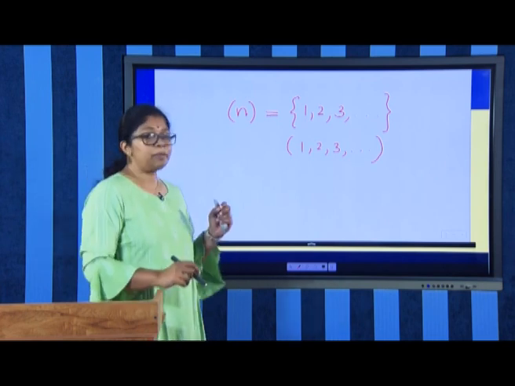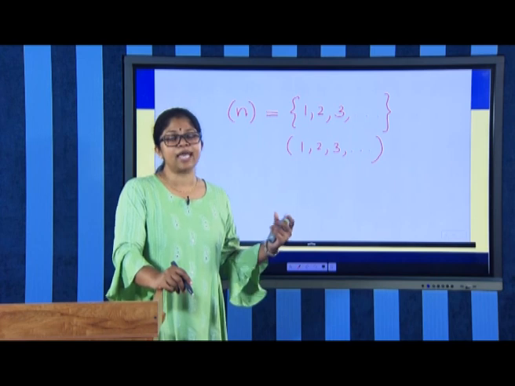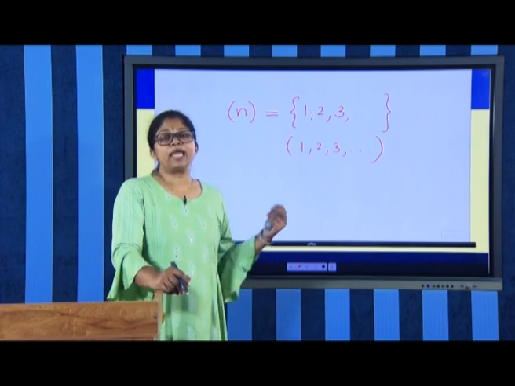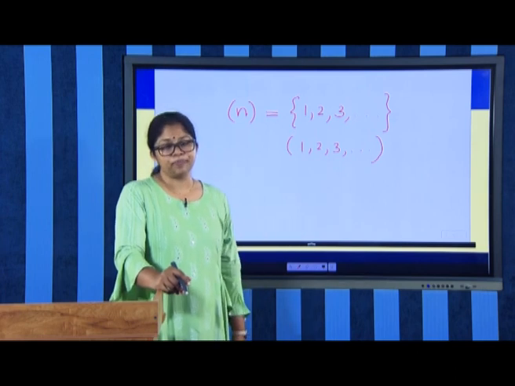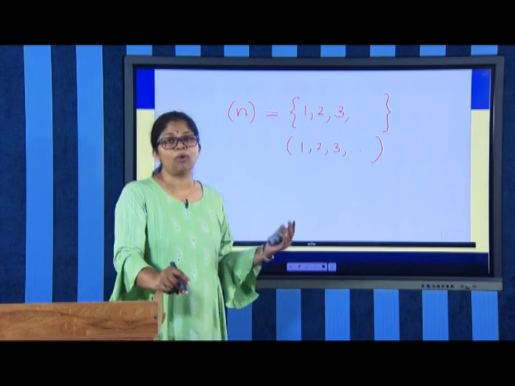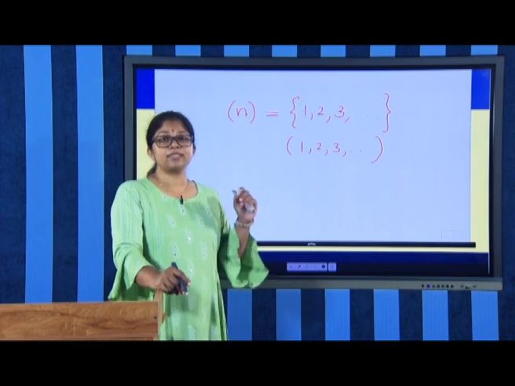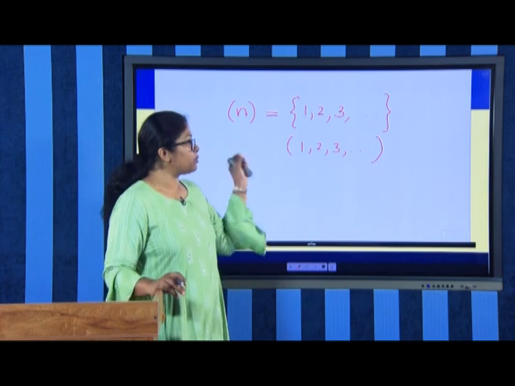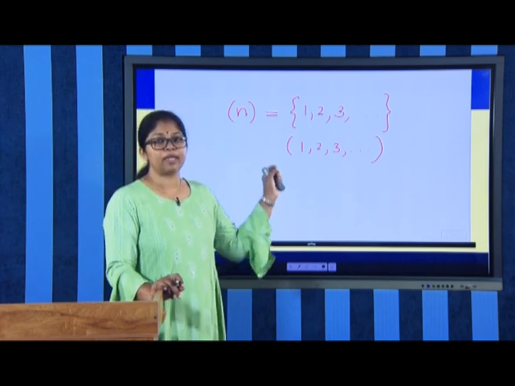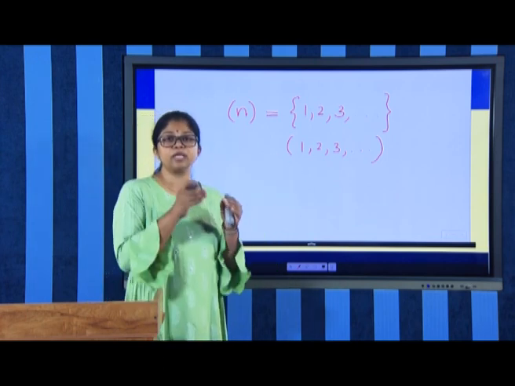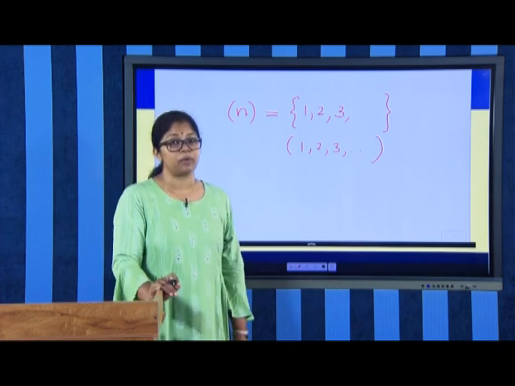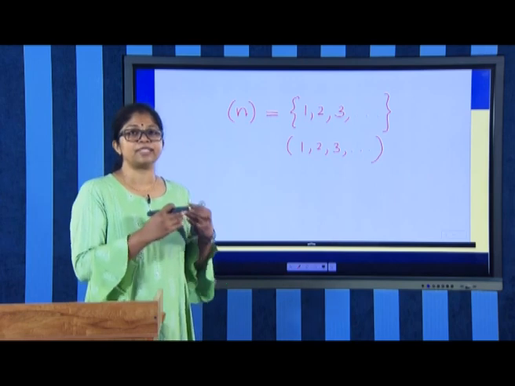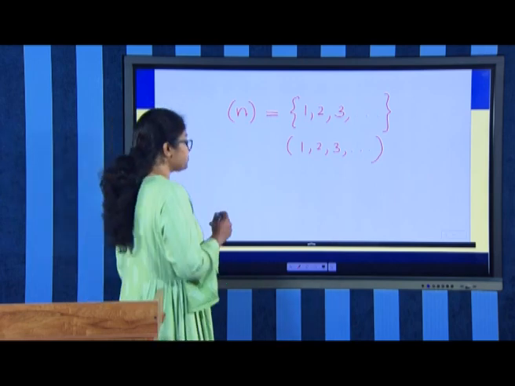Now, a fundamental difference between a set and a sequence is that in a set the ordering of elements is not important. The elements can be arranged in any order, whereas in a sequence the ordering of elements, that is, the first element, second element, third element and so on, is very important. That is the fundamental difference between a set and a sequence.